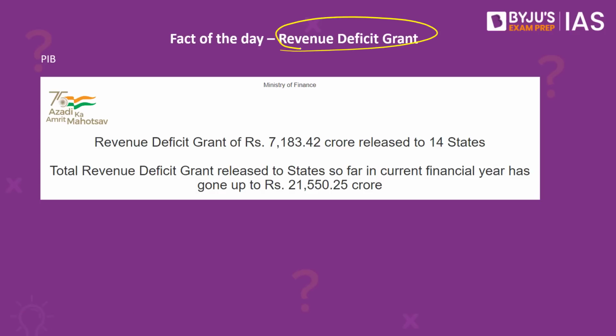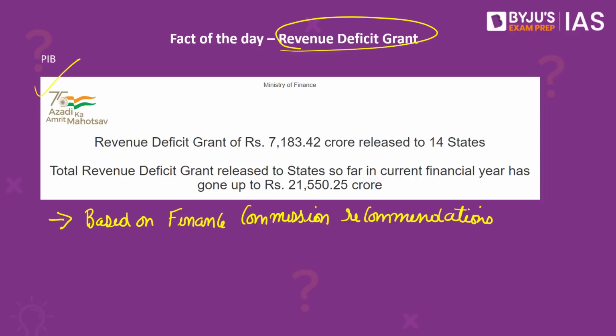What is the context? This article from the PIB notes the Department of Expenditure, Ministry of Finance, releasing the revenue deficit grants to 14 states. In this context, let us understand a few basic aspects related to revenue deficit grants. The first one, note these revenue deficit grants are released based on the recommendations of the Finance Commission. The 15th Finance Commission recommended post-devolution revenue deficit grants for the year 2022-23 to 14 states. The number of states can vary from one financial year to another.